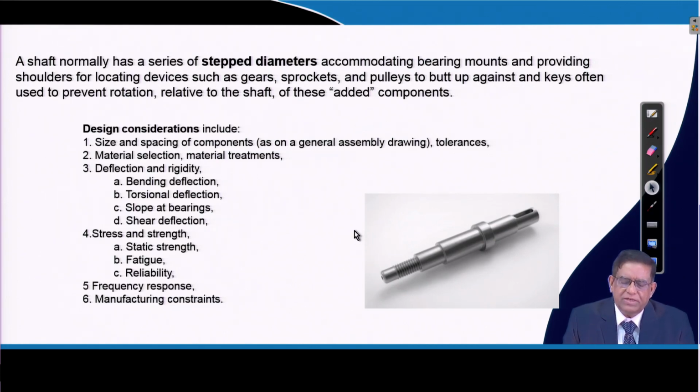Many of the shafts you will find are steel, and for some special purpose applications you will use alloy steels. Deflection and rigidity are the two most important parameters to be considered, so that the shaft can withstand bending deflection, torsional deflection, slope at the bearing and shear deflections. Similarly, stress and strength are considered, that is static strength, fatigue and reliability, and then the frequency response, how exactly the load will be transmitted and how the stresses will come over there.